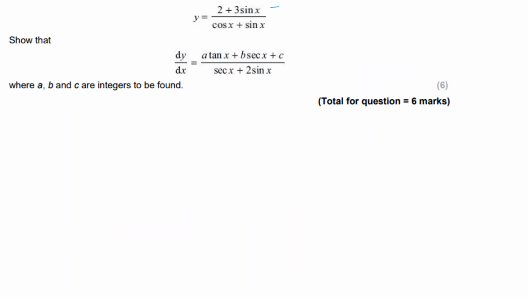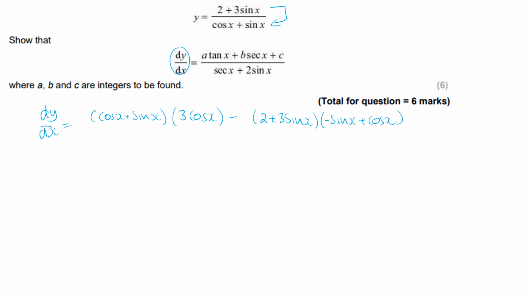In the next question, we've got a quotient here. We're being asked to find dy by dx and put it in this form. So we're going to use the quotient rule, which is the bottom, cos x plus sin x, times the differential of the top, which is just 3 cos x, minus the top, 2 plus 3 sin x, times the differential of the bottom, which is minus sin x plus cos x, all over the bottom squared. So that is cos x plus sin x all squared.